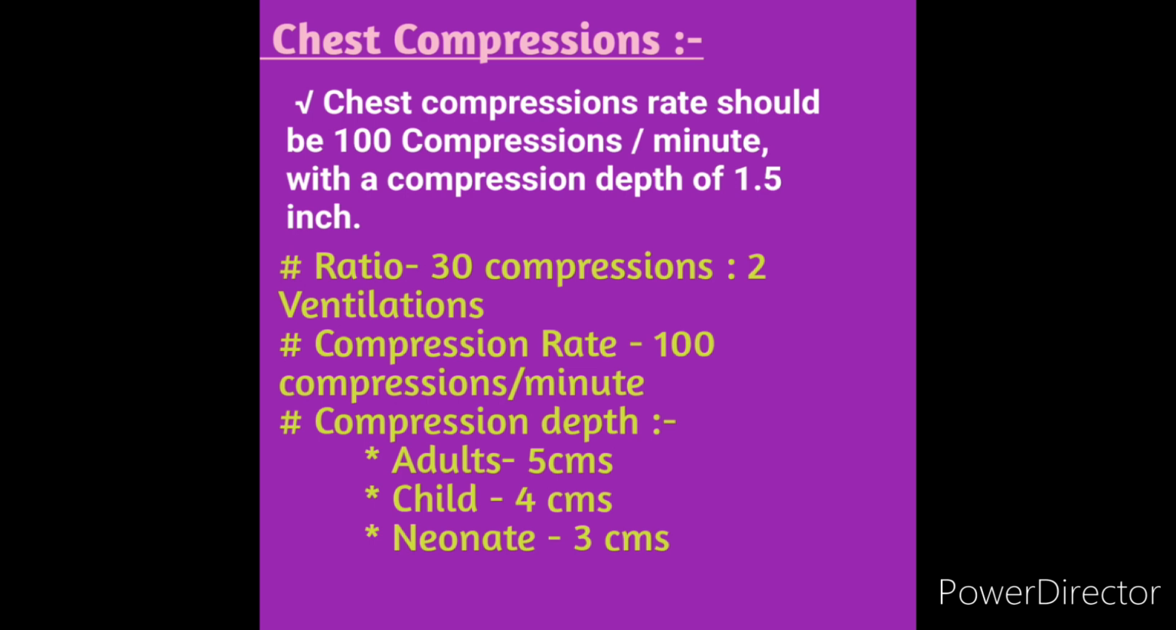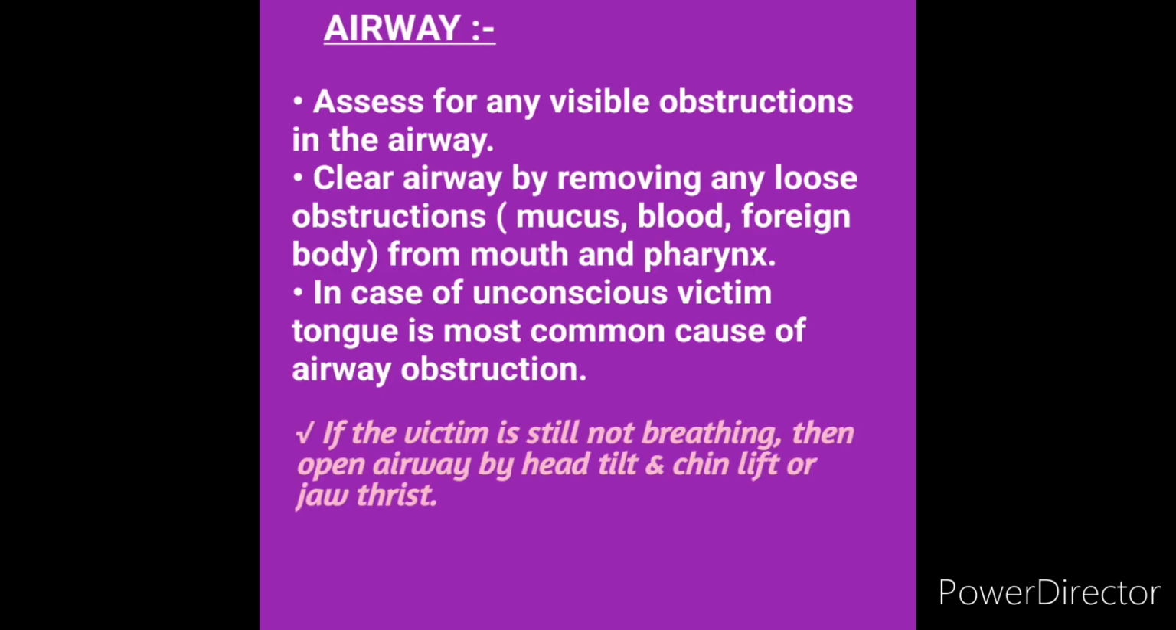The chest compression rate should be 100 compressions per minute. The ratio should be 30 compressions to 2 ventilations, compression rate 100 compressions per minute, compression depth in adult 5 cm, in children 4 cm, in neonate 3 cm. CAB, chest compressions has finished.